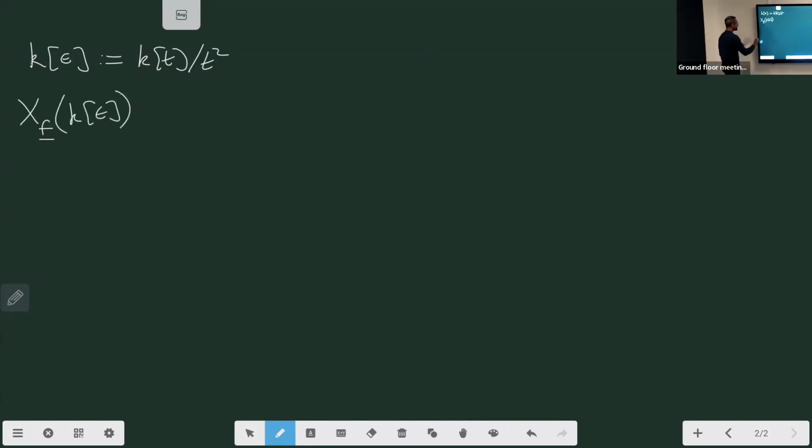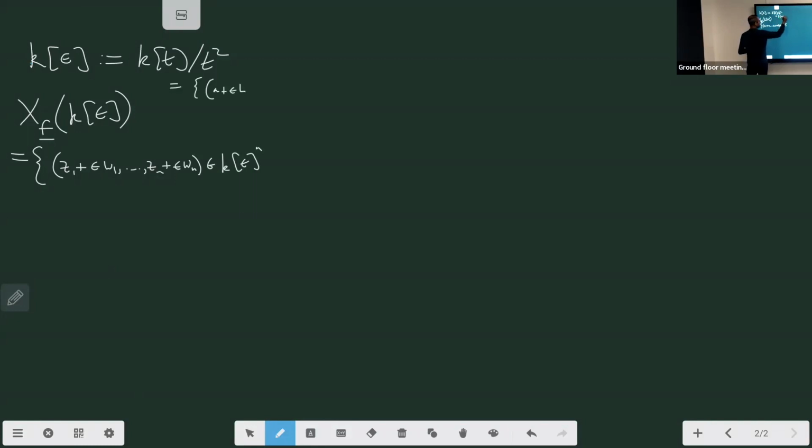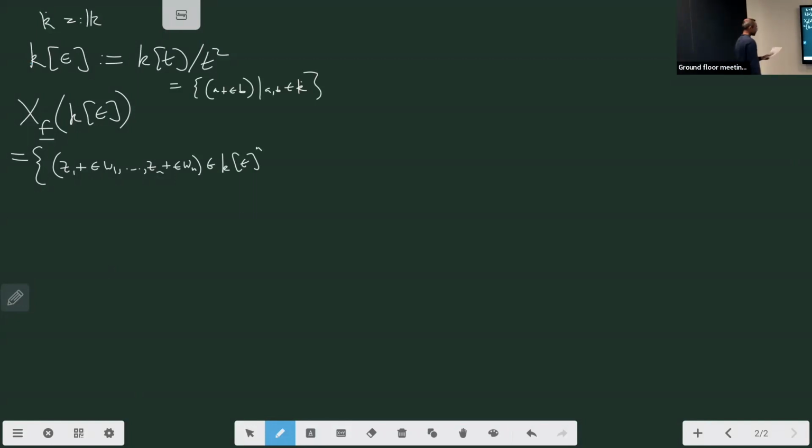Well, if you think about this for a second, these are going to be tuples Z1 plus epsilon W1, through Zn plus epsilon Wn. This is an element in K[epsilon]^n. Right? Every element in K[epsilon] is of the form a plus epsilon b, where a, b are complex numbers, or elements of this ground ring K. So I'm sorry about the sloppy notation, but I'm going to start writing K for the ground ring. Okay, so I can ask what this is.